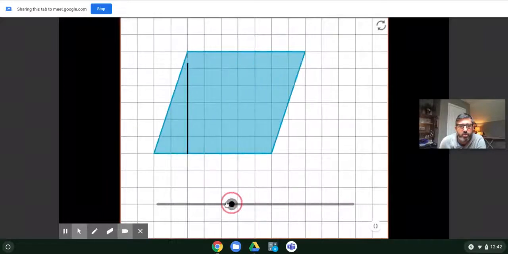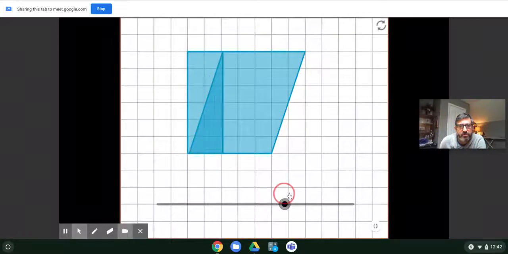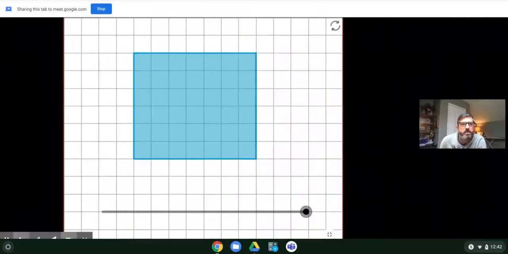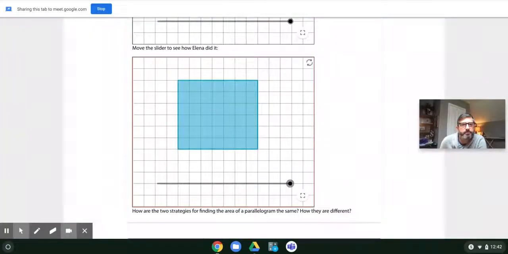So let's look at that one more time. She chose this side as the base down here at the bottom, and then she cut a vertical line segment to create a triangle. And then she moved that triangle or rearranged it to make a rectangle. So let's go back to our PowerPoint.